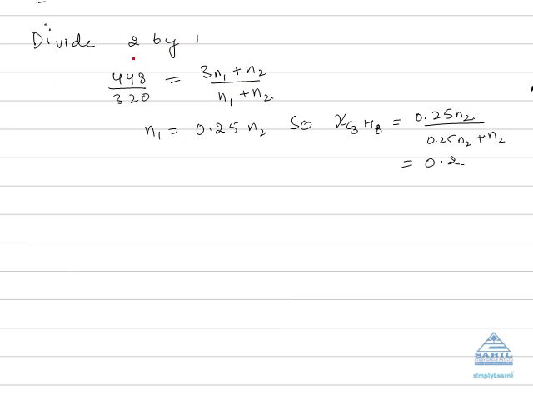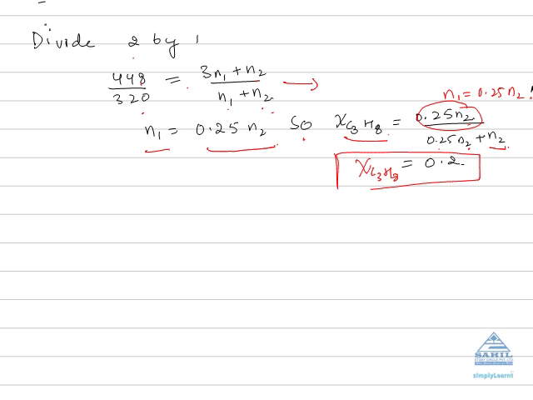If we divide both the equations, 448 over 320 is equal to 3N1 plus N2 over N1 plus N2. If we divide both conditions, we can calculate that N1 is equal to 0.25 N2. So now we can find the mole fraction of C3H8, which is equal to 0.25 N2 over 0.25 N2 plus N2, because N1 is equal to 0.25 N2. The mole fraction of C3H8 comes out to be 0.2, which is what was required in the given question.